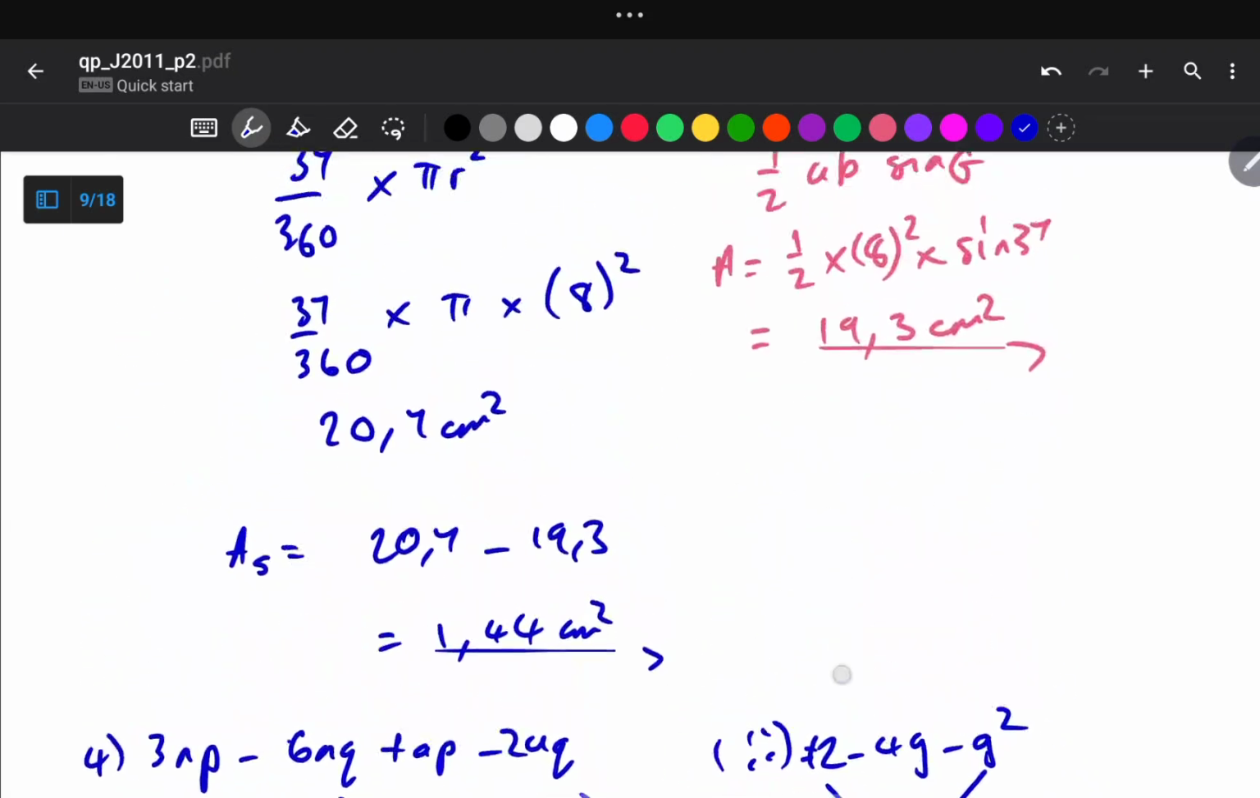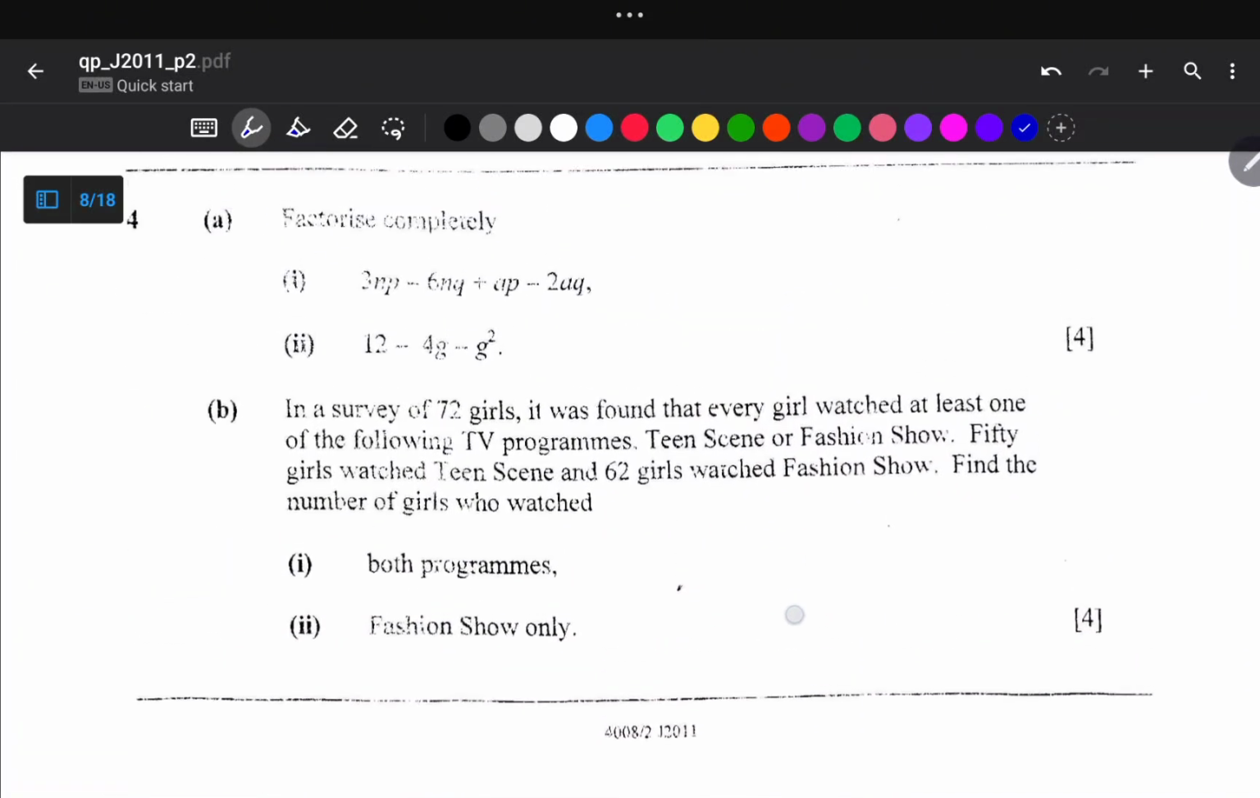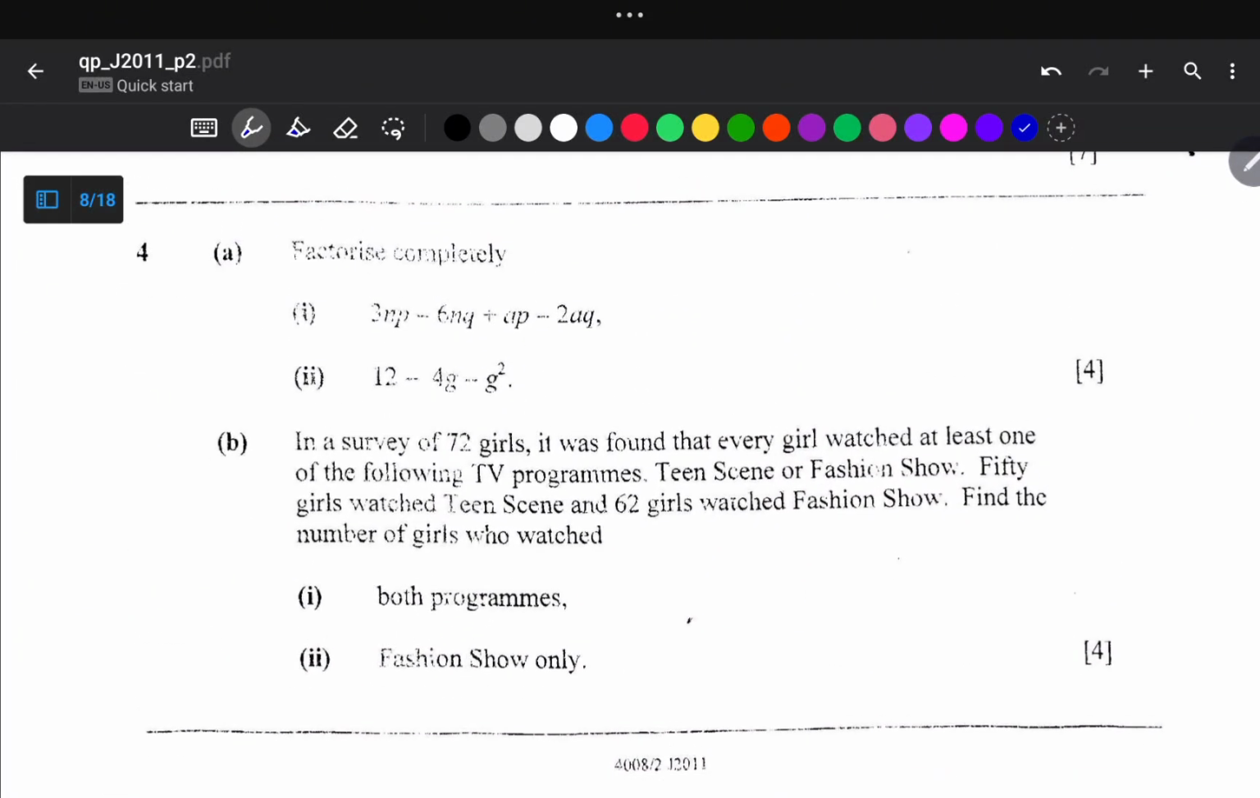And then let us move on to the last part of question number 4, which says, in a survey of 72 girls, it was found that every girl watched at least one of the following TV programs: the teen scene or the fashion show. 50 girls watched the teen scene and 62 girls watched the fashion show. We are required to find the number of girls who watched both programs and the number of girls who watched fashion show only.